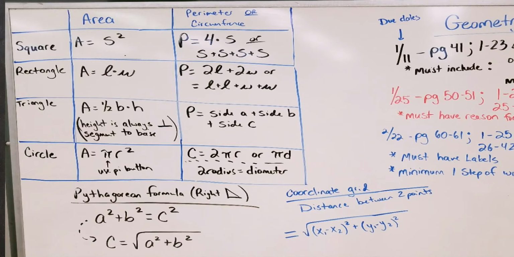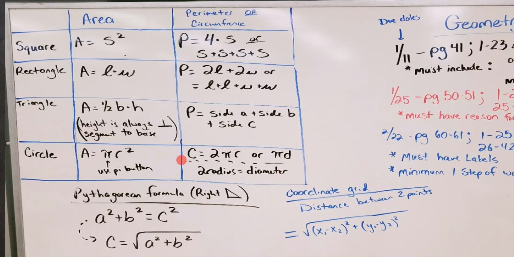Perimeter or circumference, remember that's perimeter if it's a polygon, circumference if it's a circle. So perimeter for a square is 4 times the side length, or you just add all the sides together. Rectangle, you just add all the sides together, it's 2 times the length plus 2 times the width. Perimeter of a triangle, you just add the sides together. And for a circle, it's 2 times pi times the radius, or it's pi times the diameter. It's because, remember, 2 times the radius is equal to the diameter.